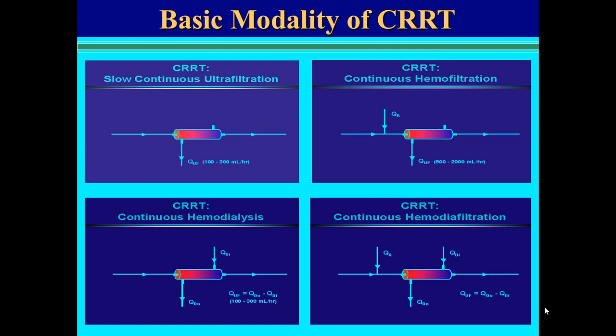So just to review again these things. If you are doing SCUF, slow continuous ultrafiltration, you are just removing fluid here on the principle of convection. If you are doing hemofiltration, you are adding some amount of replacement fluid while you are doing ultrafiltration. If you have hemodialysis, there is a dialysate you are adding at the other end compared to the blood and removing it from the other end. And if you have hemodiafiltration, you combine all these things.